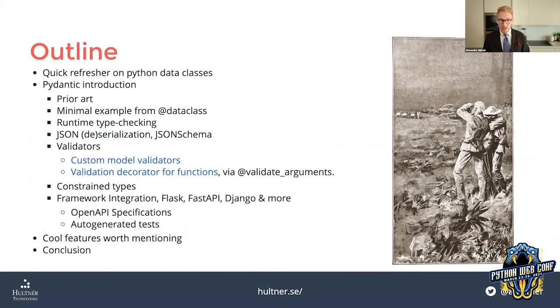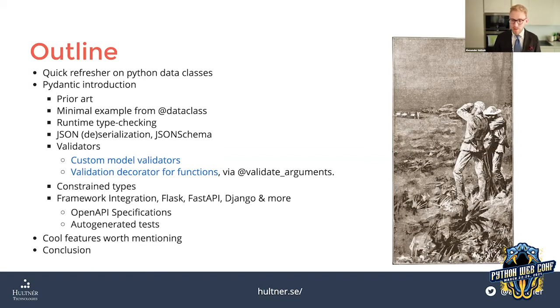So, the outline of today's talk. First, I'm going to start with a quick refresher on Python data classes, just so we are all up to speed on what it's about. Then I'm going to introduce you to Pydantic. I'm going to talk a little bit about some prior art, other tools that have done similar things before Pydantic. I'm going to show you a minimal example of how you can use it with their own data class decorator. I'm also going to showcase some runtime type checking, which is probably what you will find most interesting. Then I'm going to go into some JSON stuff. You have things like JSON serialization and deserialization, as well as JSON schema built into Pydantic, so that's also quite interesting. I'm going to show you some custom validators, show how you can integrate your own business logic into your models, and also show you how you can use it for function arguments. So it's not just for data classes, it's actually useful for all functions.